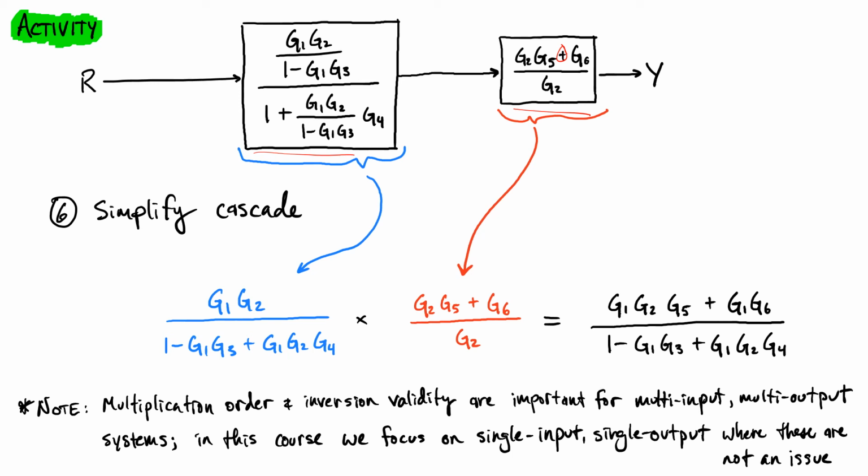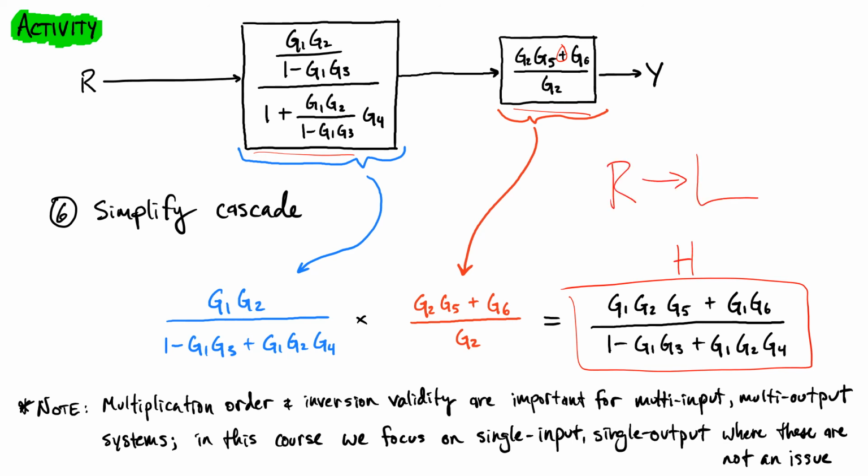So that produces quite a long and lengthy transfer function. But this now is the transfer function. If we call that H, now there is a relationship. The reference goes into a block that's given by H and produces an output Y. And so that's the answer to this activity.